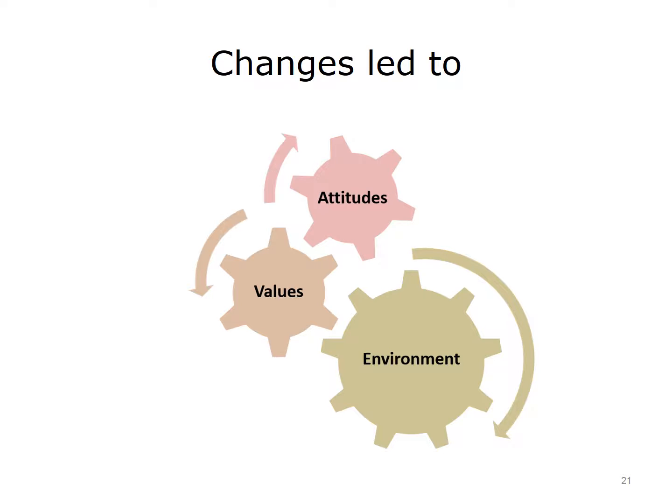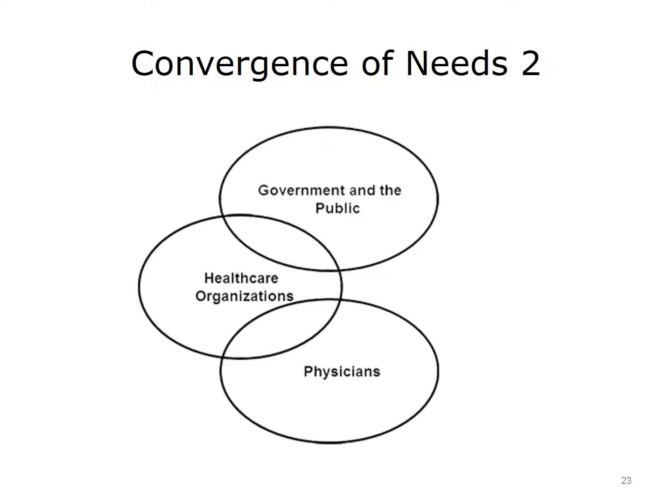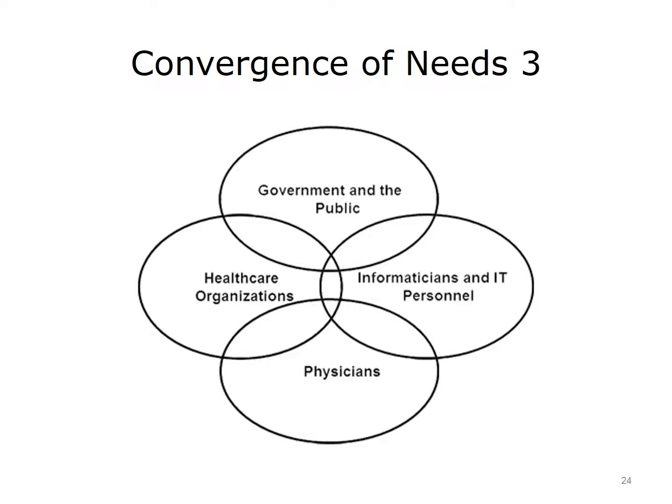What we have seen are changes in the environment, from the general environment to the healthcare environment, and also to the educational environment that have interacted with the attitudes and values of a variety of key players. This has led to the convergence of needs of a number of groups. These groups include the physicians and healthcare organizations, the government and the public, and the academic informaticians and IT personnel.